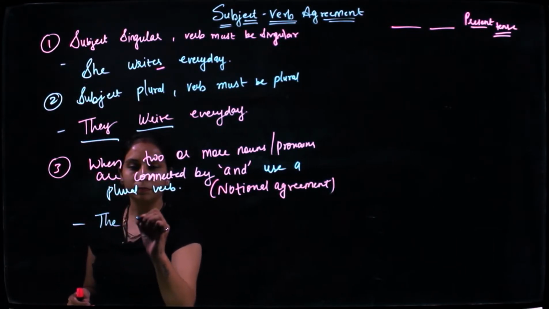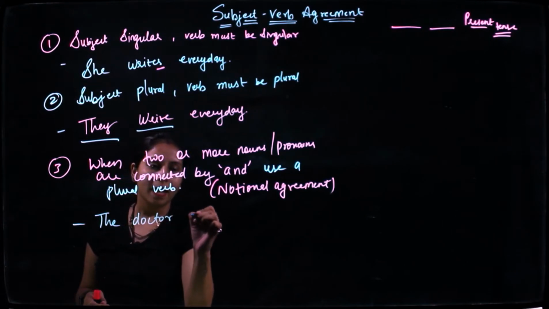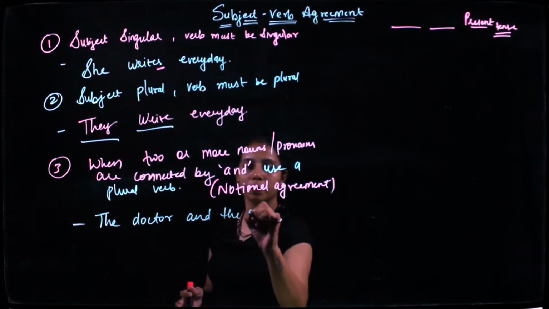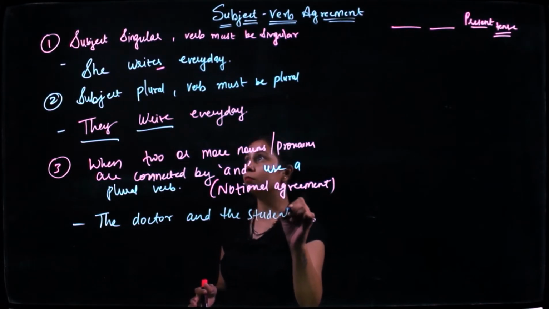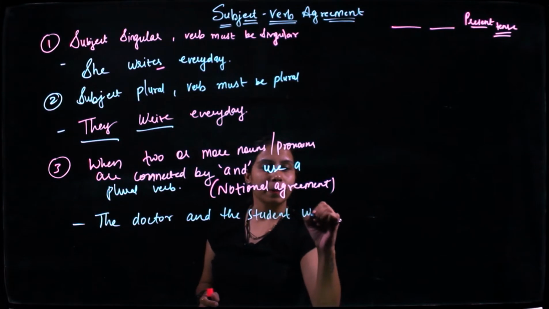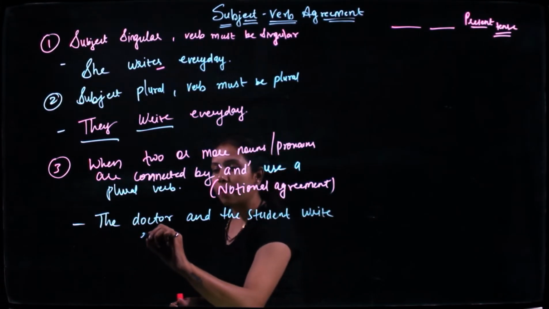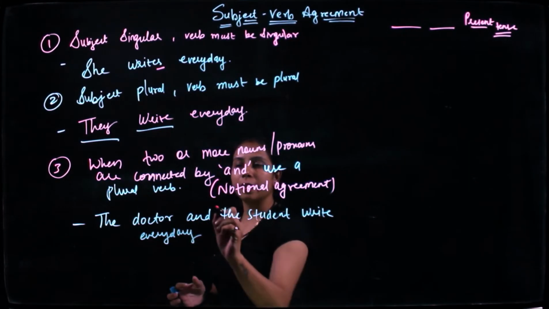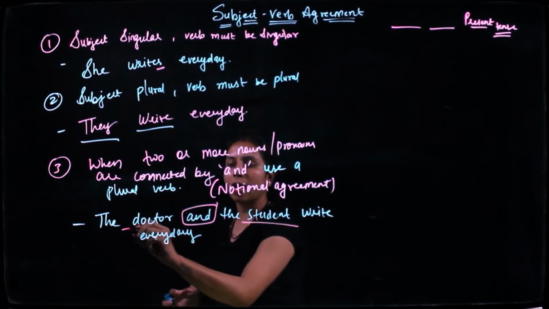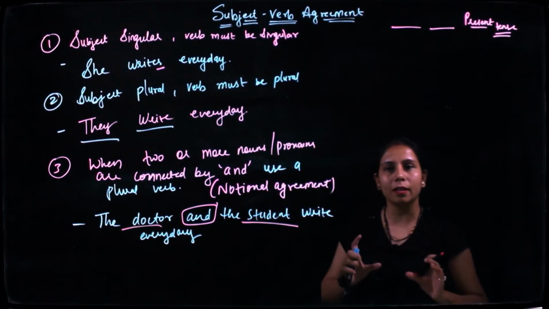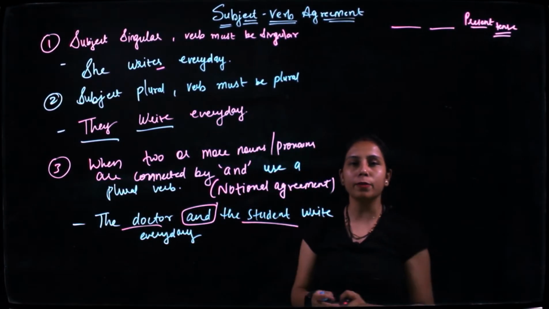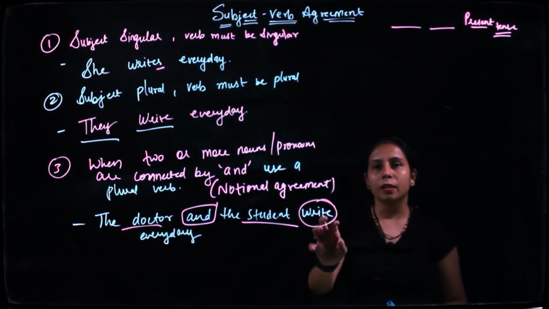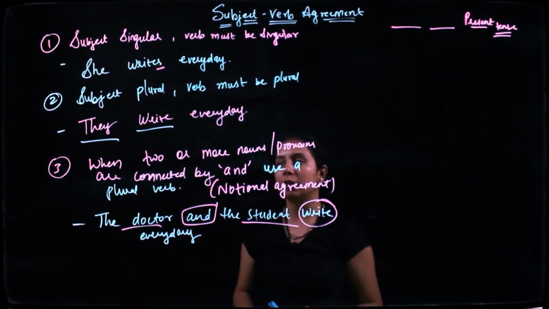The doctor and the student write every day. Now here again you can see I have added and in between. The doctor and the student, two subjects, two nouns, are connected by the word and. So I have used a plural verb, a plural action word. This is how it happens. This is the other scenario.